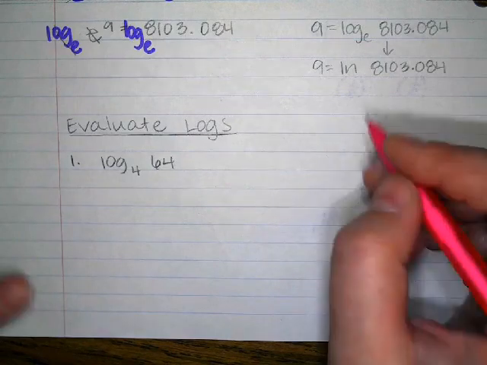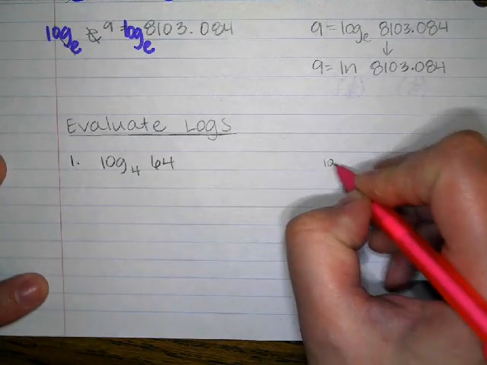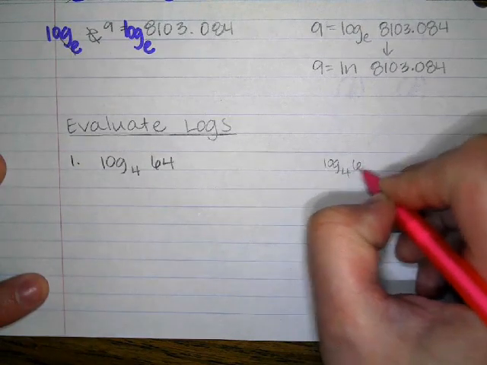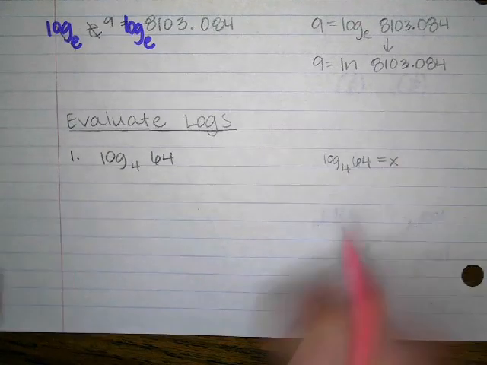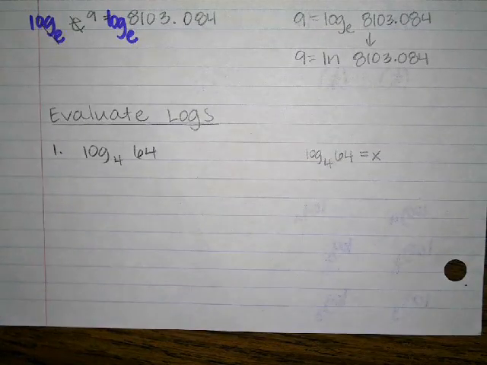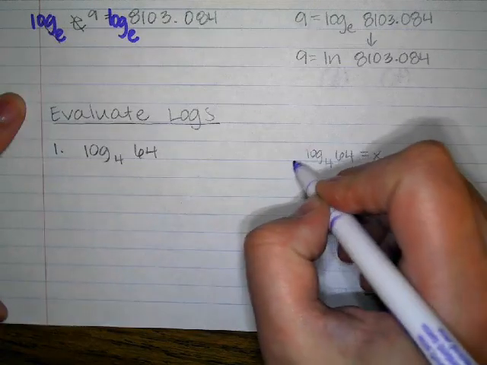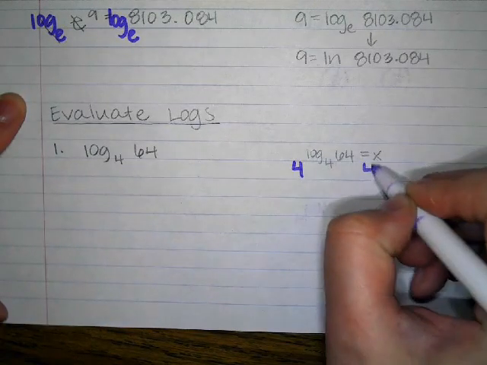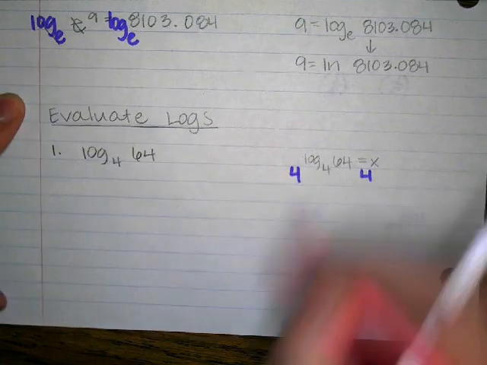And I'm going to convert this into an exponential problem. So I'm putting a base of 4 in there, right? And the base of 4 and the log base 4 cancel out. So I've got 64 equals 4 to some exponent.